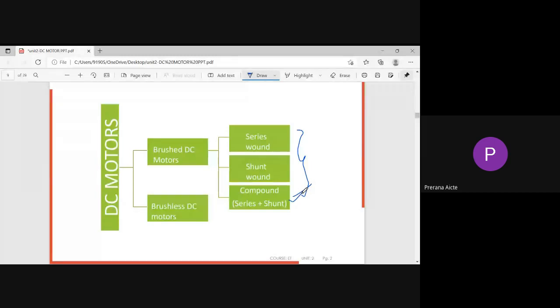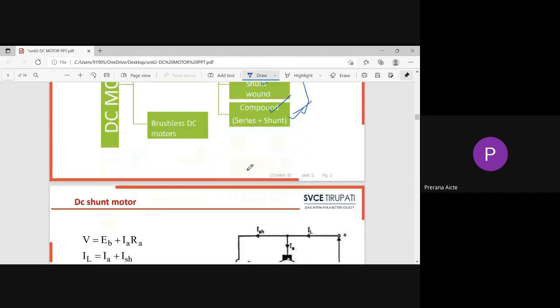Also, in construction, the series field winding has fewer turns of thick wire, while the shunt field winding has more turns of thin wire. These two combinations are used in the case of a compound motor. So these are the basic differences of different types of DC motors.